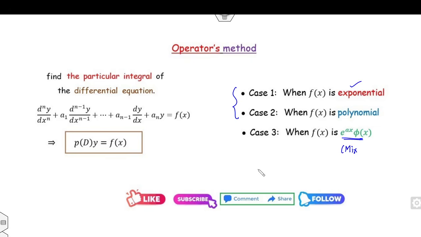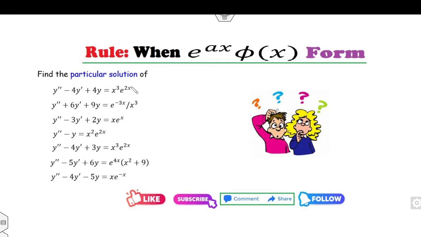In today's lecture we will see how we can solve when the function is the product of an exponential and any other term. For example, in these problems there is an exponential term, a product of them, and so on. How you can solve that is a very easy form.